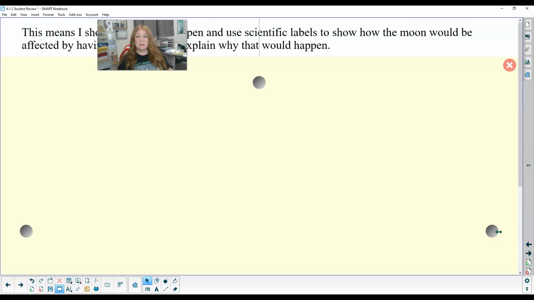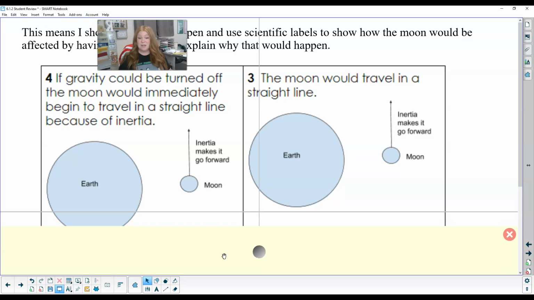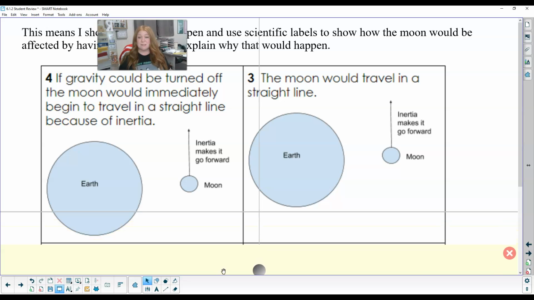So the examples look like this. And again, remember, yours might look different. Choose the one that is closest to yours. So a 4 says if gravity could be turned off, the moon would immediately begin to travel in a straight line because of inertia. So I showed it goes off in a straight line. Inertia makes it go forward, right? Inertia makes things travel straight. We showed that and explained. The moon would travel in a straight line.